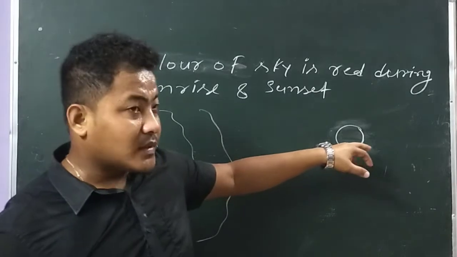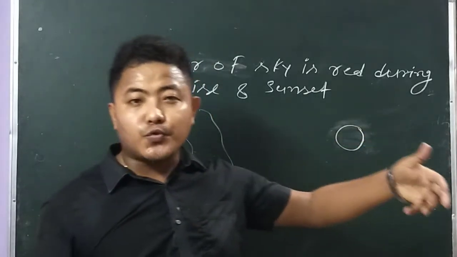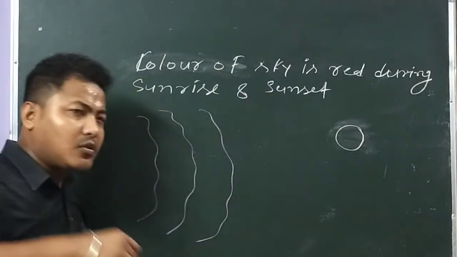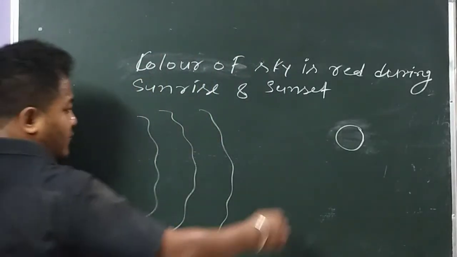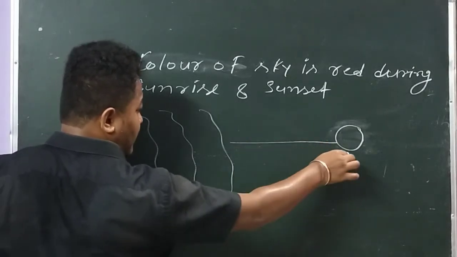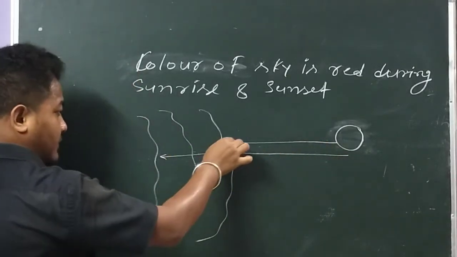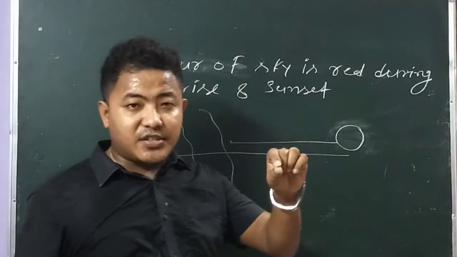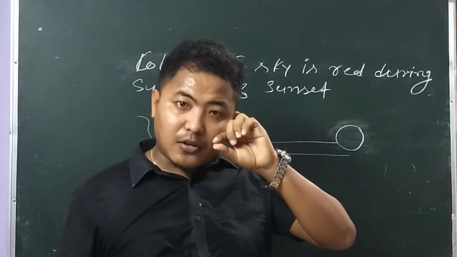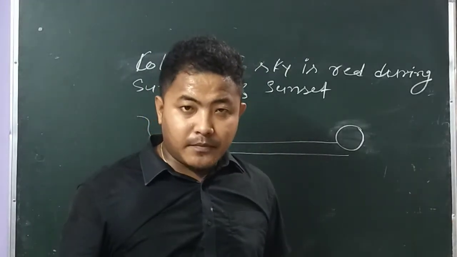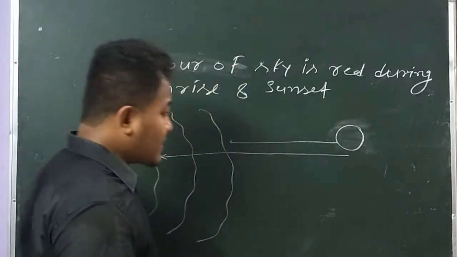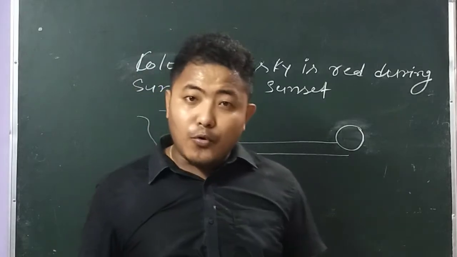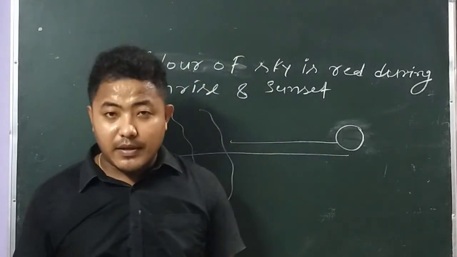So once the position of the sun is close to the horizon, during sunrise and sunset, it has to travel a long way. Am I clear? It has to travel a long way in the Earth atmosphere. That means it has to travel the longest distance in the Earth atmosphere. That is why, once it has to travel the longest distance, the color with more wavelength matters, and red color has the more wavelength.